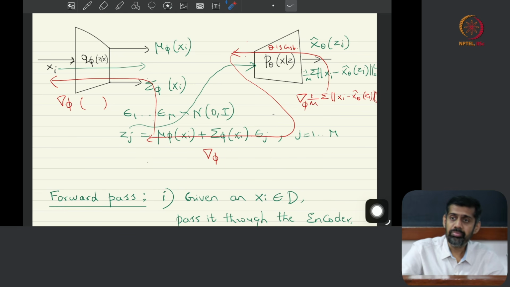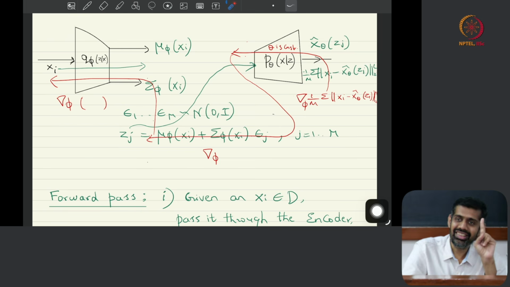Now pass all those z's through the decoder and compute the output of the decoder, the mean, at all zj's. Then compute this mean squared error. So for all zj's, compute xi minus x cap theta of zj, compute the squared error, sum them up over all zj's and then backpropagate that all the way through the encoder, keeping the decoder parameters constant.